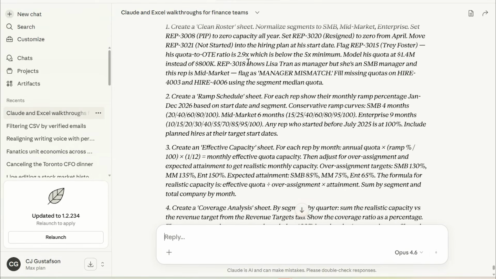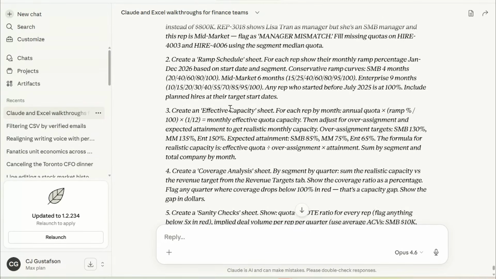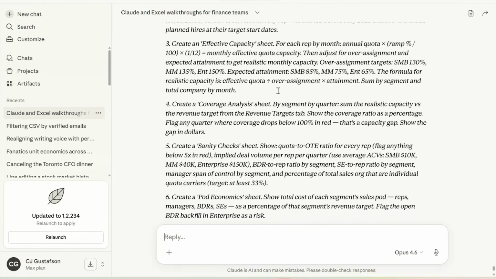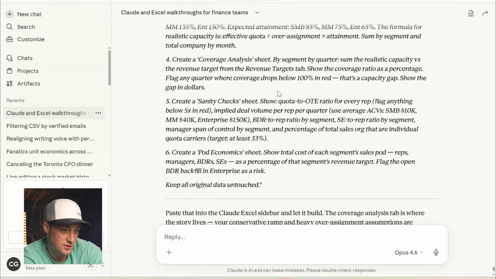So we're cleaning up all the data here, right? All those discrepancies. Then we're going to create a ramp schedule sheet. This is hot. For each rep, show their monthly ramp percentage. I like how it did the numbers like 15, 25, 40, 60. That was always a hard ratio to do in Excel. Effective capacity sheet. All right, got it.